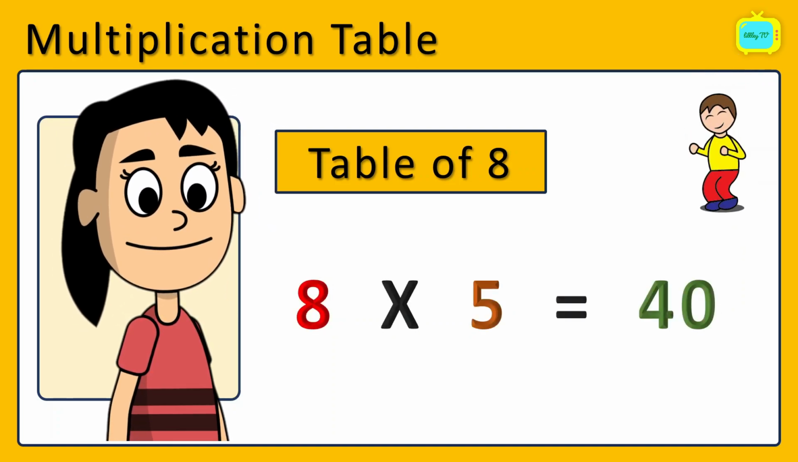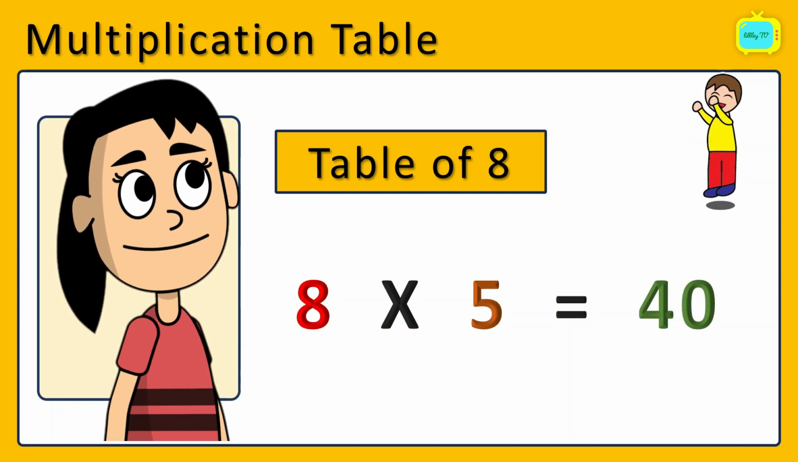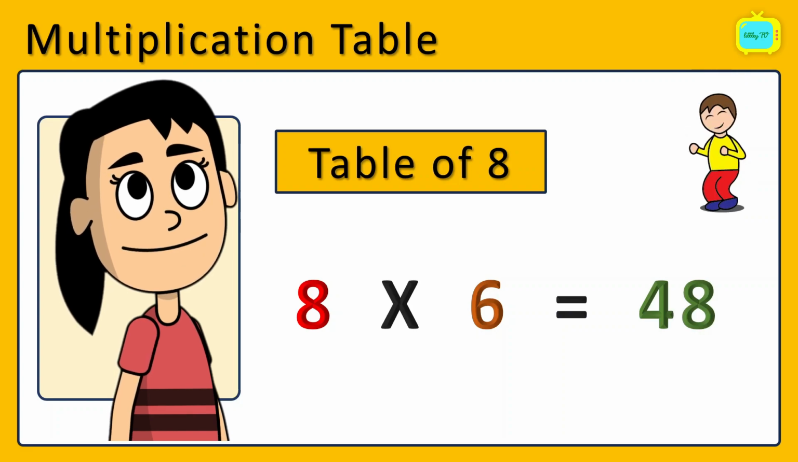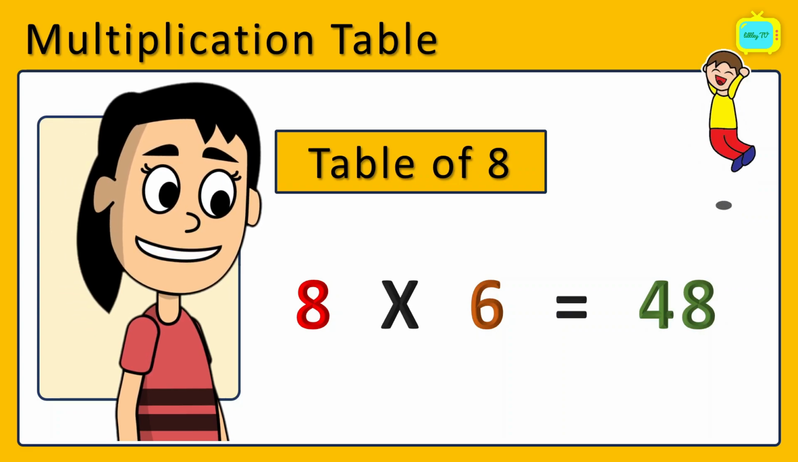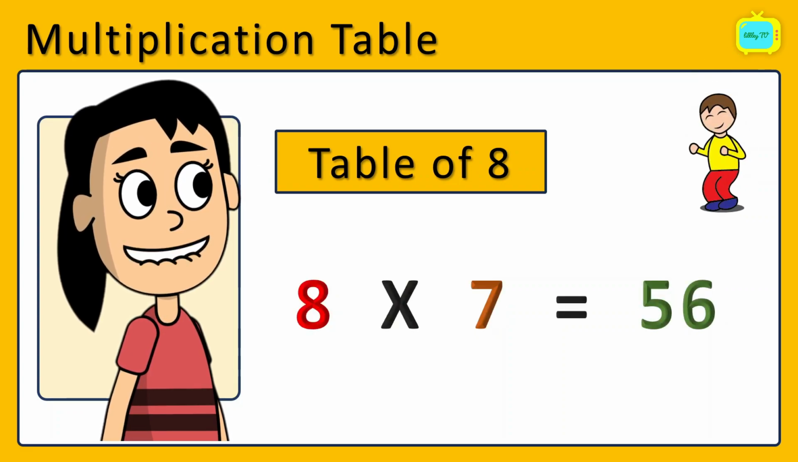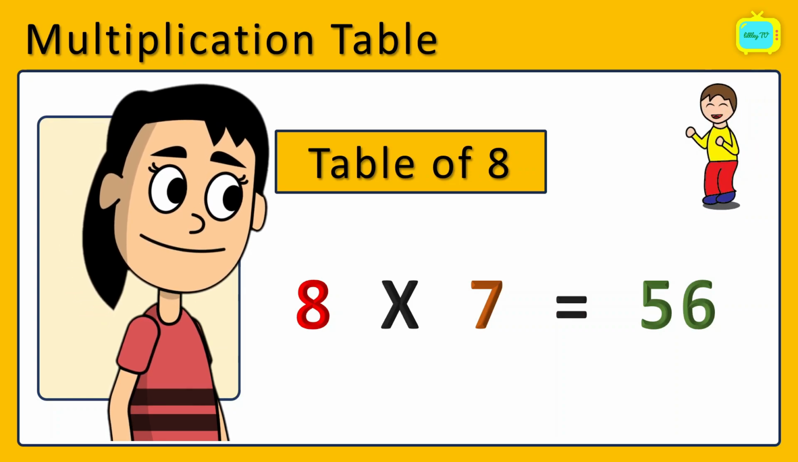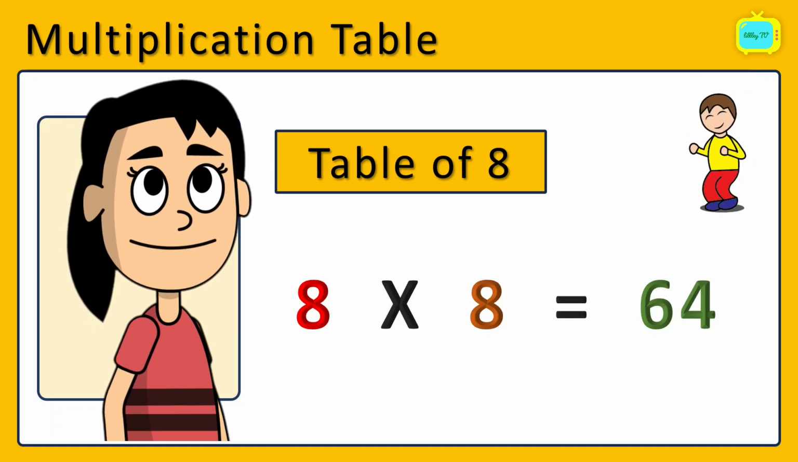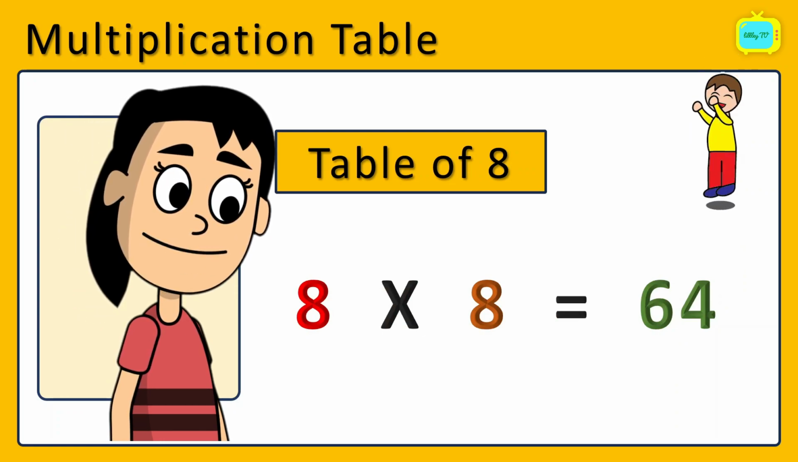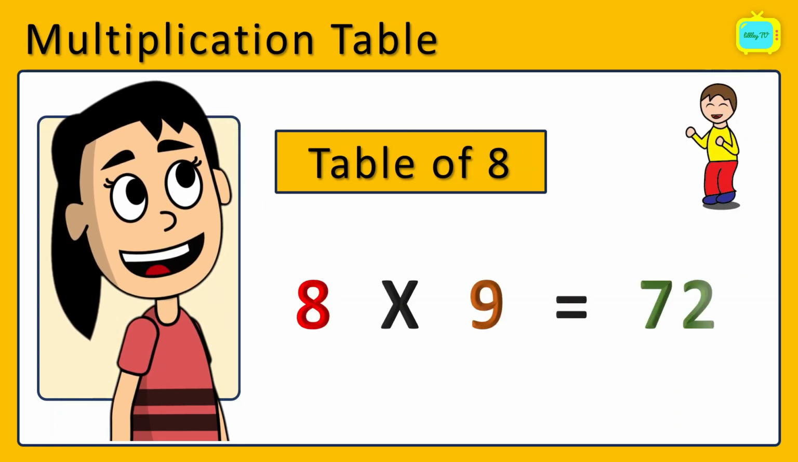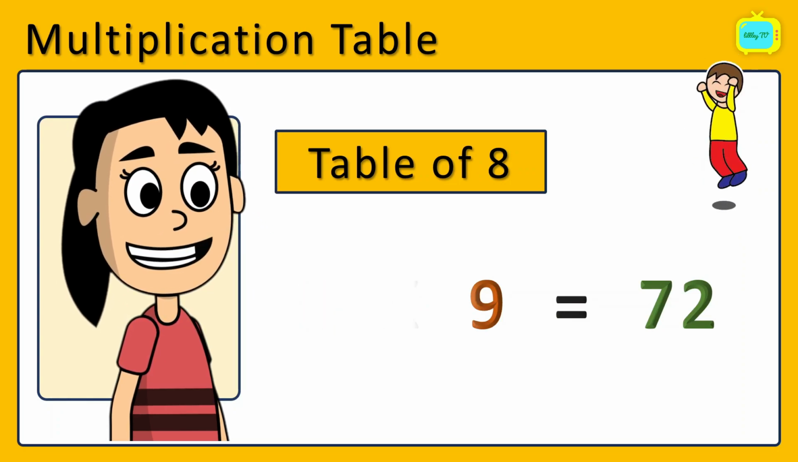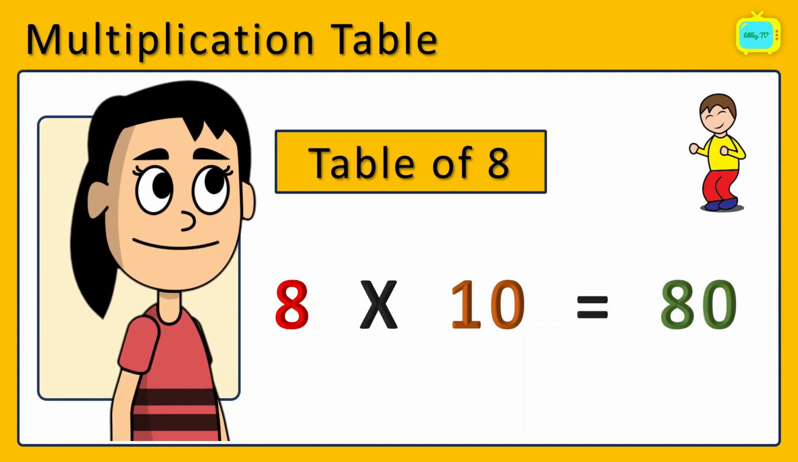8 5s are 40. 8 6s are 48. 8 7s are 56. 8 8s are 64. 8 9s are 72. 8 10s are 80.